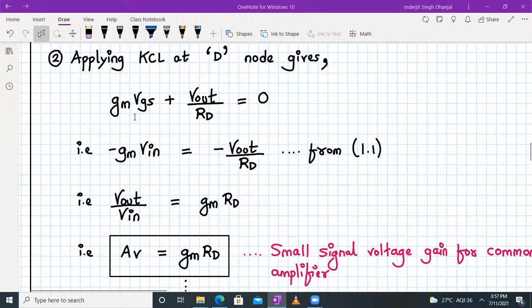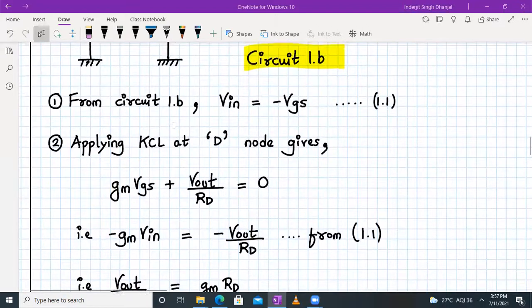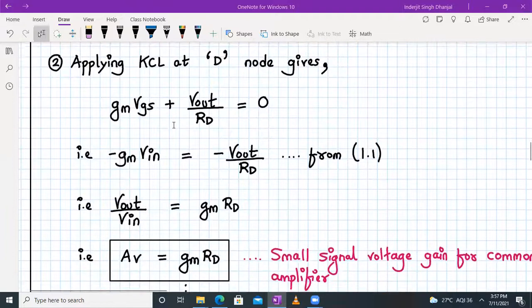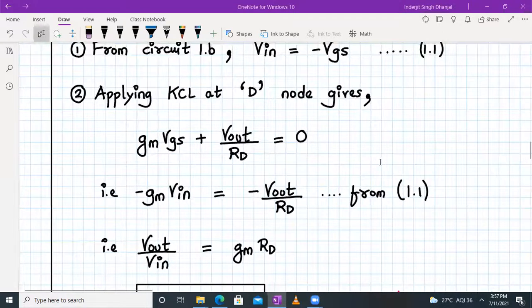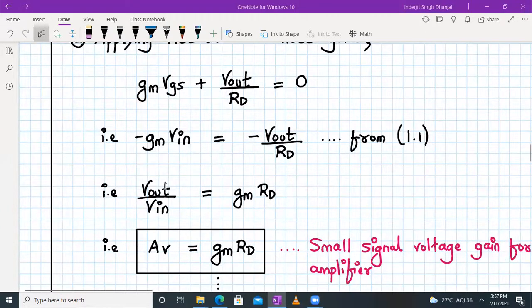So gm·VGS + Vout/RD = 0. And what is VGS? VGS is equal to -Vin. So we can write -gm·Vin = -Vout/RD. From 1.1, we can write that easily. If you collect the terms of Vout/Vin, you will get gm·RD.